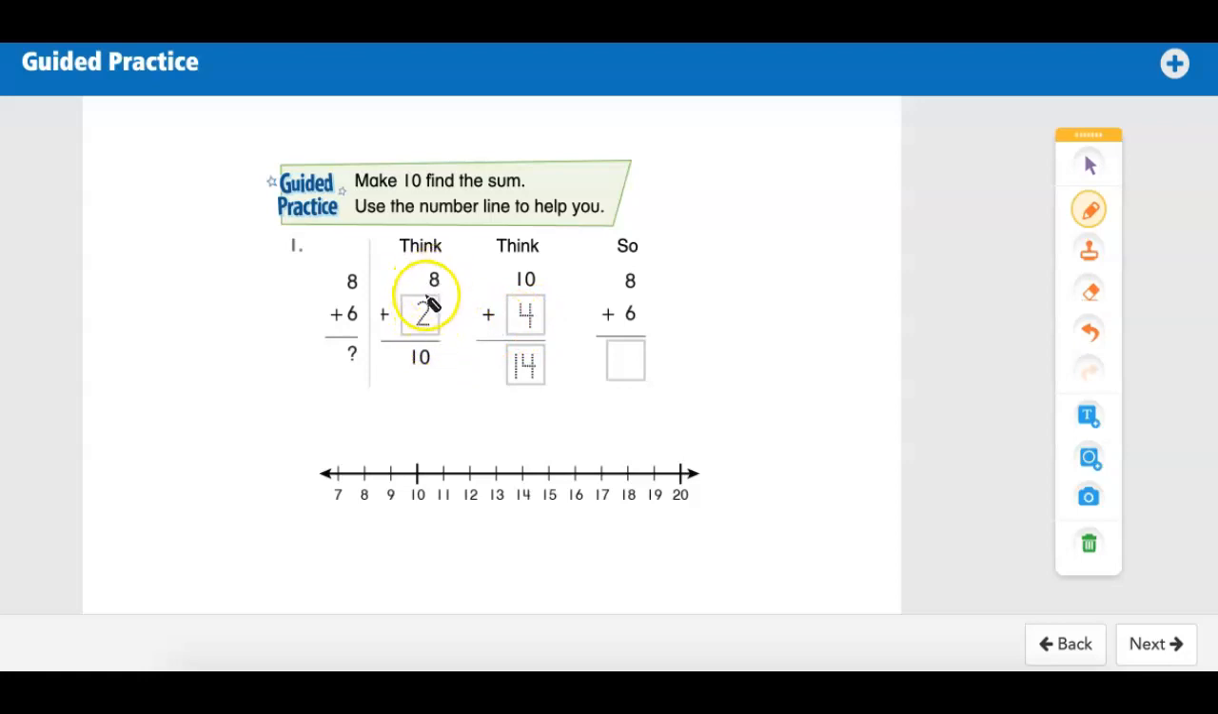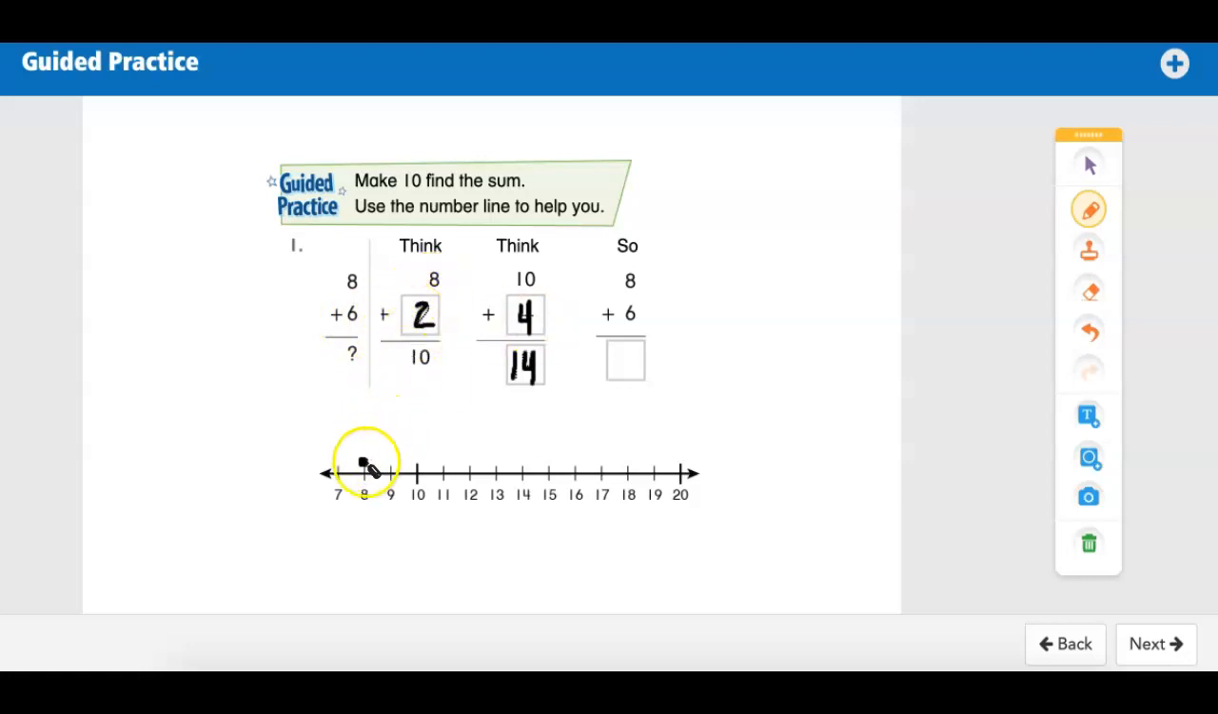So they show 8 plus 2 equals 10, and then 10 plus 4 is equal to 14. Let's see what this looks like on the number line. So if we begin at 8, that is our starting number, and we have adding 6, but we broke it into two numbers. We broke it into a 2 and a 4.